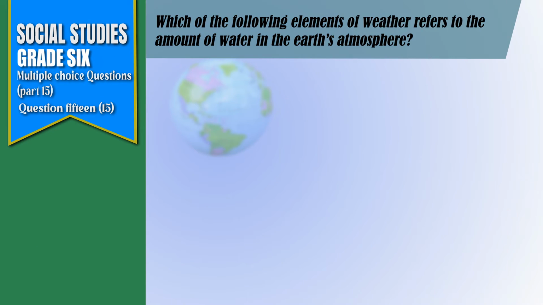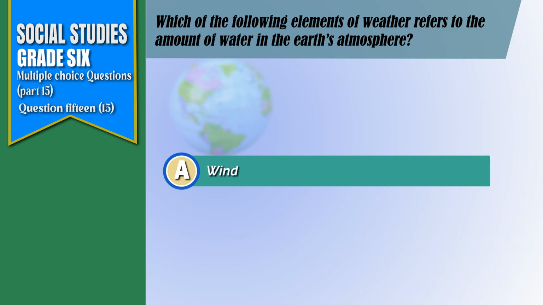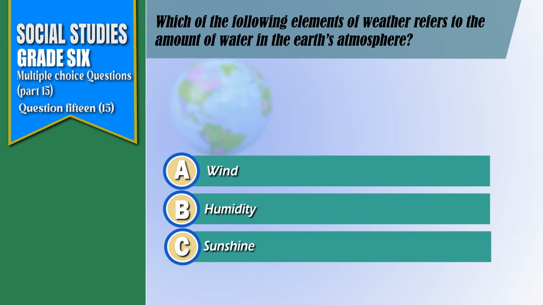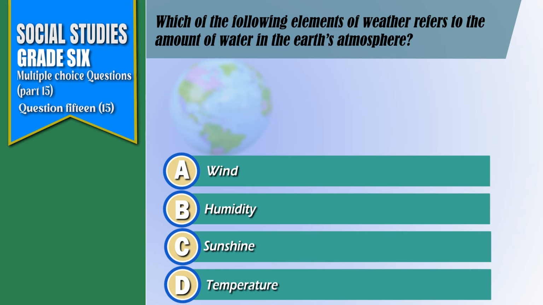And our last question for this segment is question 15. Which of the following elements of weather refers to the amount of water in the Earth's atmosphere? A, B, C, or D? Write the letter for question 15.